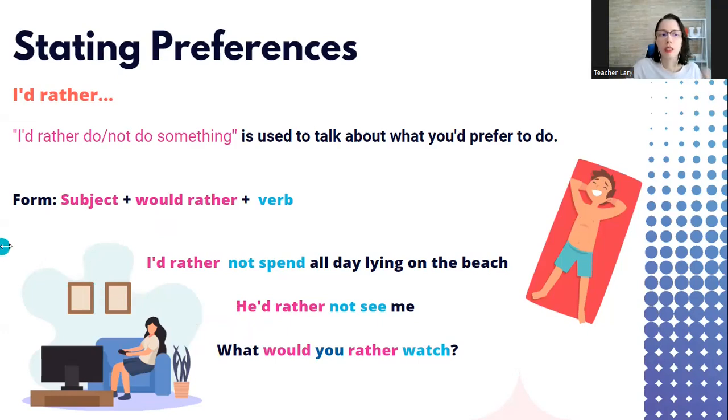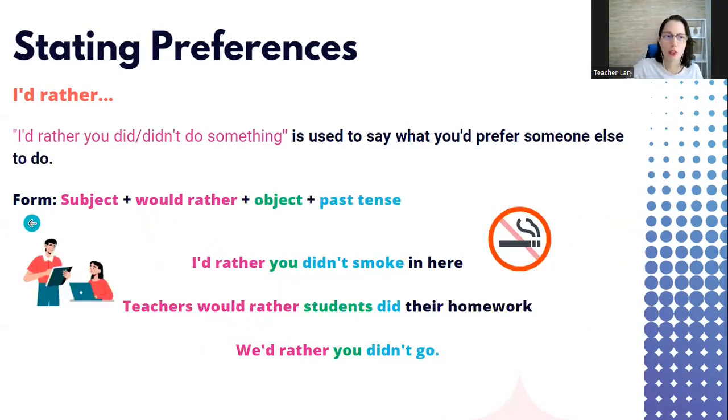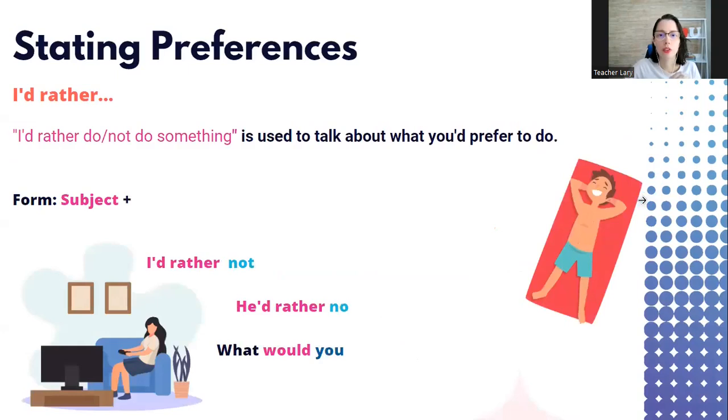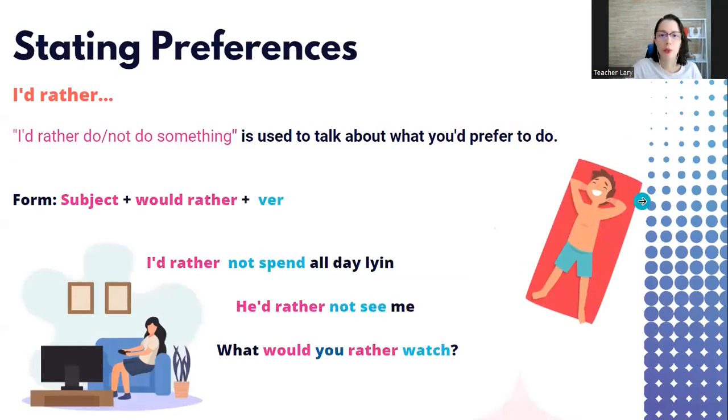Okay? So the main difference between these structures is the first one that we saw, I'd rather you did or didn't do something, or this form here, it's used when I want to say what I would prefer another person to do. Okay? This form here, it's used when I want to talk about what I prefer to do. Okay? That must be clear.